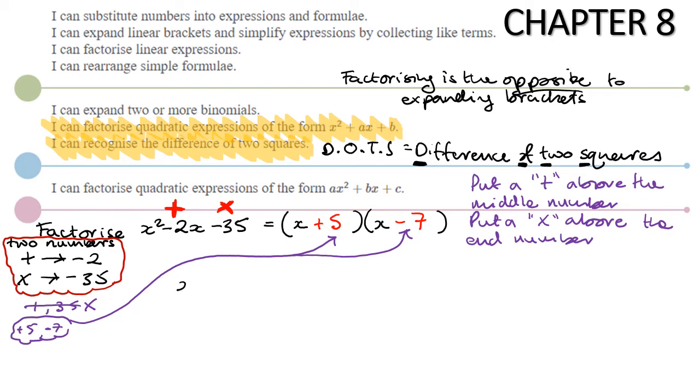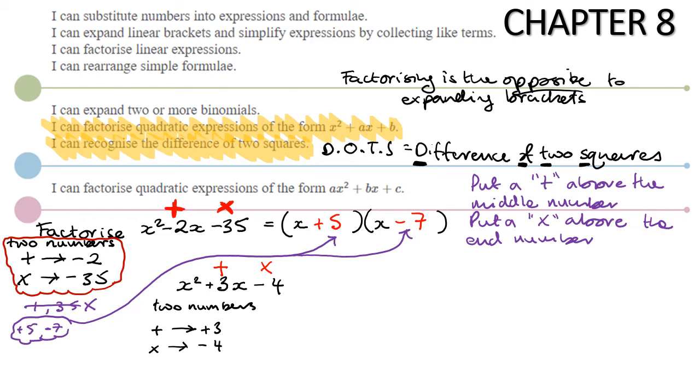So let's say I had x squared plus 3x, plus, let's change that to a minus. So plus 3x minus 4. Okay, so let's start. Plus sign, times sign. So I'm looking for two numbers where when I add those two numbers together, I get 3. When I multiply those two numbers together, I get -4.